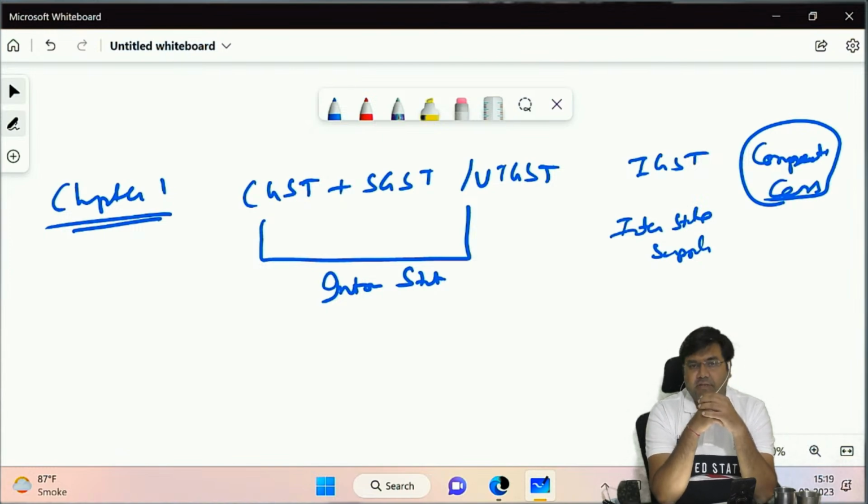Then we also discussed composite and mixed supply. This you need to remember with section 8, which we discussed in chapter 2. Works contract: labor plus material resulting into immovable property. Okay. Then we have a discussion of selected definitions under section 2 of the IGST Act.